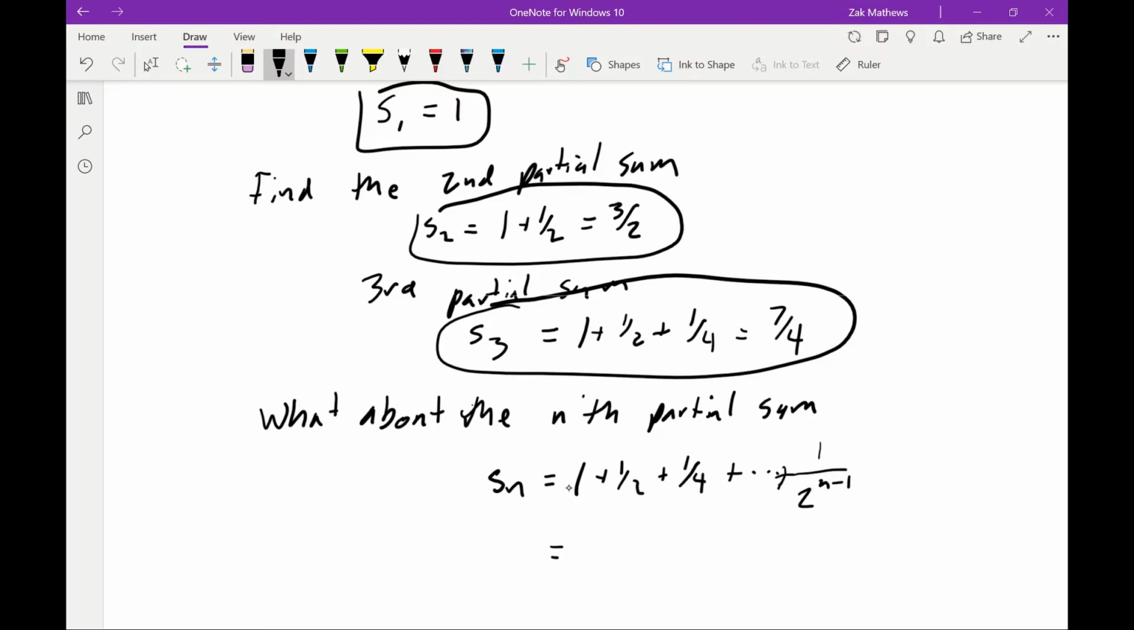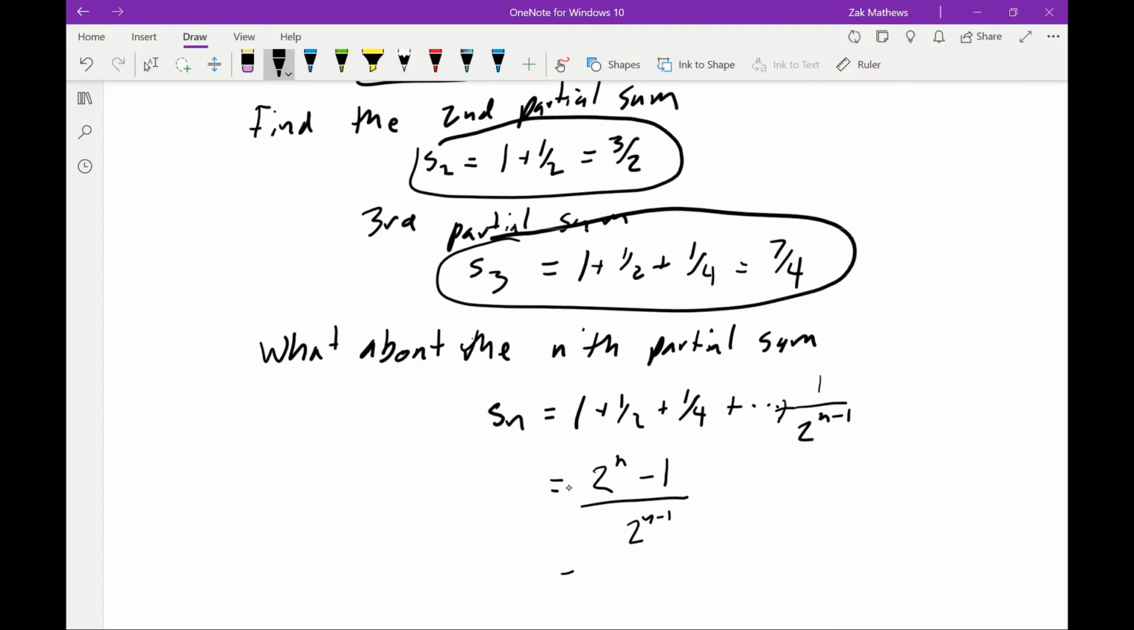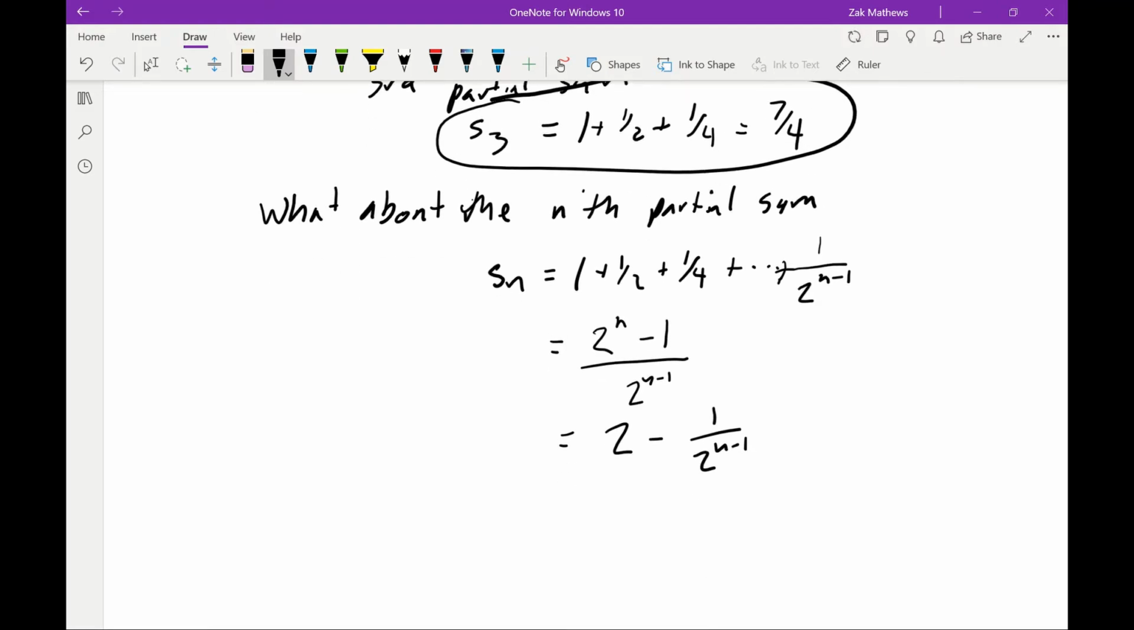Well, what this is going to be equal to is 2 to the n minus 1 over 2 to the n minus 1, all in the exponent. Or we can express this as 2 minus 1 over 2 to the n minus 1. So what we want to begin to think about is, where is this going? What is this sum going to approach as that n gets bigger and bigger? So once again, we're going to apply limits to these.